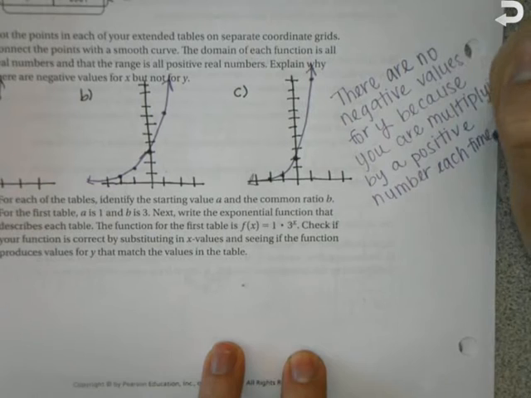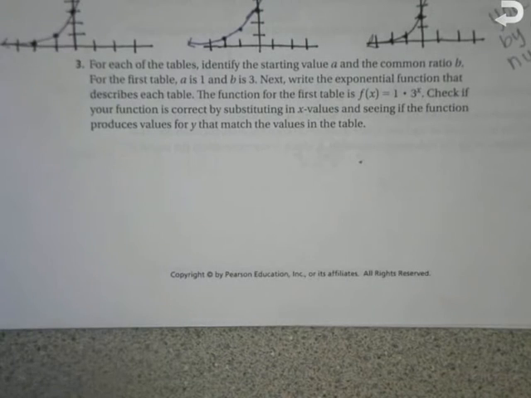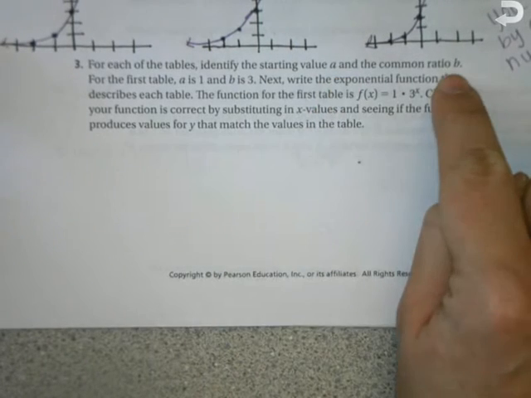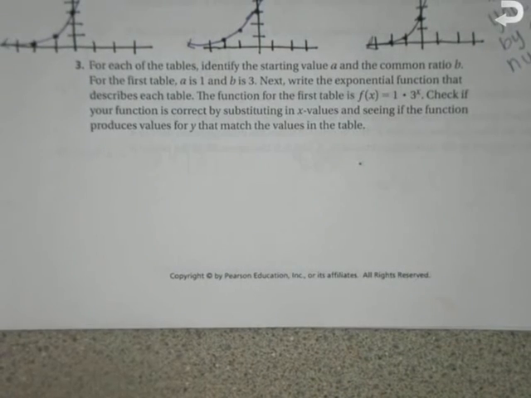Okay, so as long as we're multiplying a positive by a positive, you're going to get a positive no matter what, even if it is getting smaller. Okay, so then part 3, it wants us to, for each of the tables, identify the starting value A and the common ratio B, and then write the equation, and you check a few points to make sure that that equation is correct.